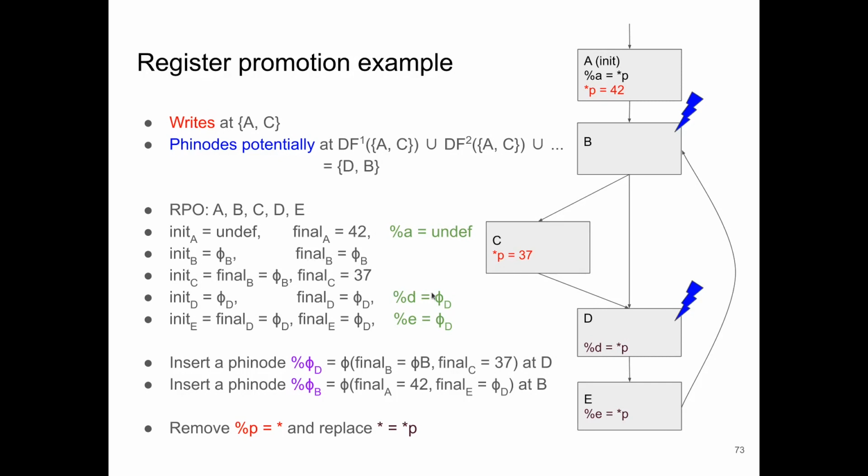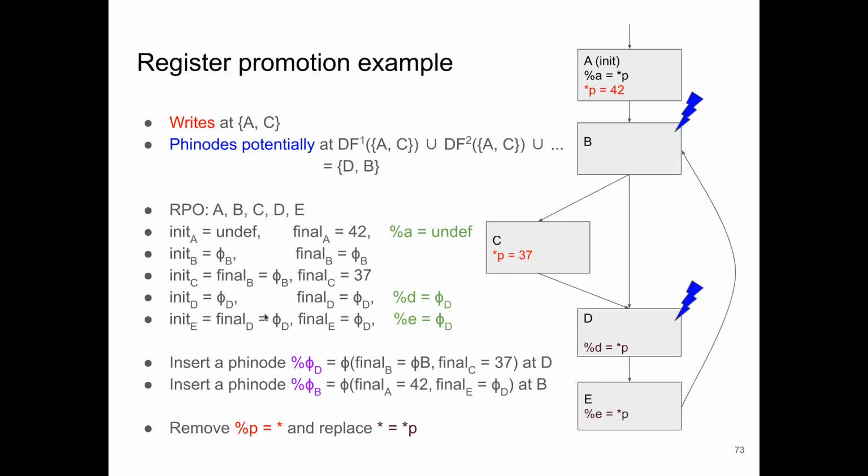And let's move on to the block C, where the initial value of C should be the final value of B, because B is the immediate dominator of C. So there is no block in between B and C. So we can immediately deduce that C's initial value should be B's final value, because we have to jump from B to C basically. And we scan the block, and we can see that the final value of C should be 37 because we met a store instruction here.